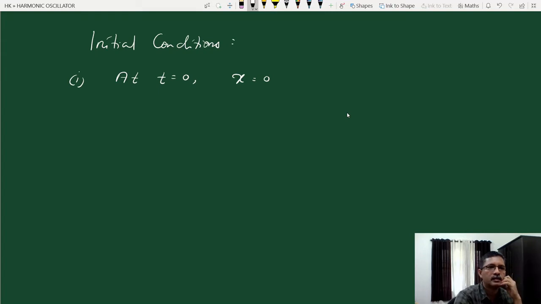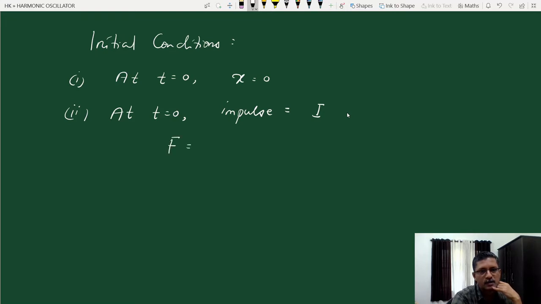The position is 0, it's at rest at equilibrium. The second point is at t equal to 0, the impulse given, I. So let us consider this second point in a little detail. What is meant by an impulse? We know that Newton's second law can be written as force is the rate of change of momentum, a differential equation. Now let us rewrite this as an integral equation.